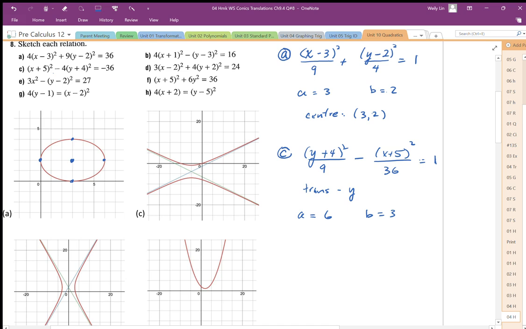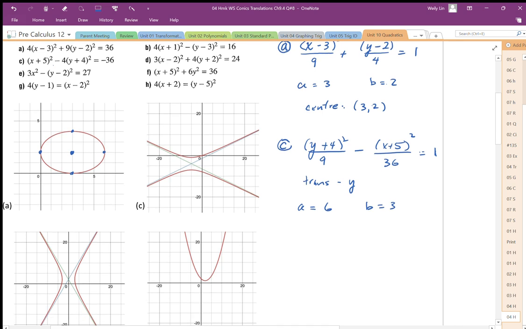What that a and b value does is allows us to get the vertex coordinates and also the slope of the asymptotes. So I'm going to, first of all, whoops, I got the a and b's mixed up. No, I got the a and b's correct. Okay, so I've got trans y. I'm going to identify the center. The center coordinate is going to be at -4, -5.